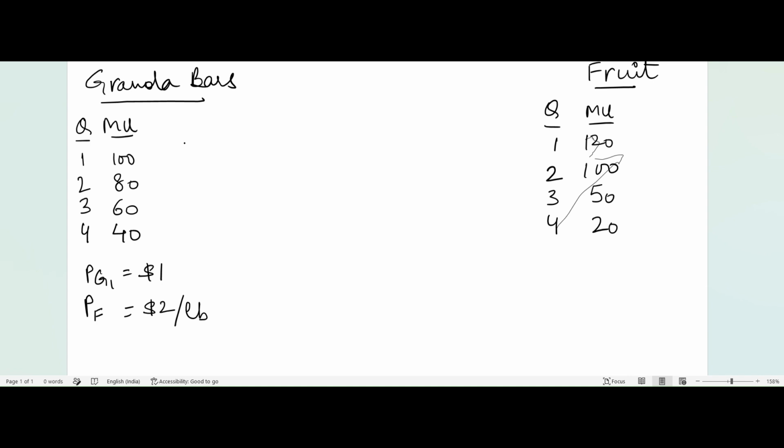So I have this now. We all know that in order to attain the utility maximization solution, where do I get utility maximization? So how much quantities of granola bars and fruit should I consume so that I get utility maximization? I need to equate my marginal utility per dollar for both of them. I did this in my last video. I did the whole free response question on this in my last video, if you remember.